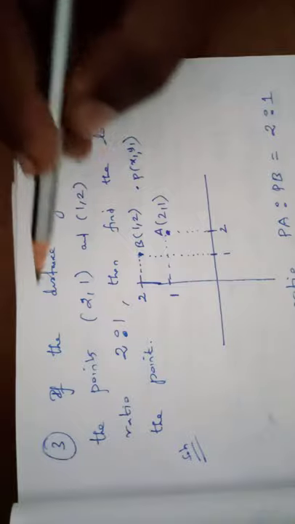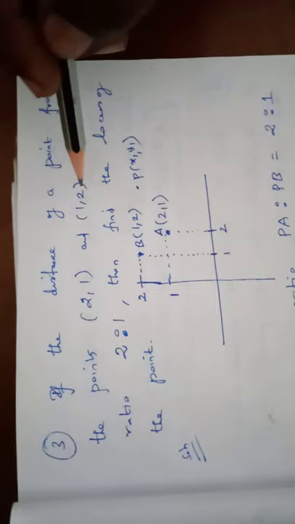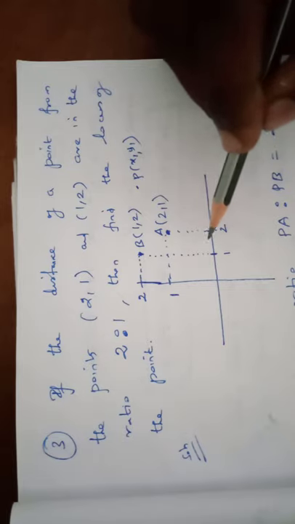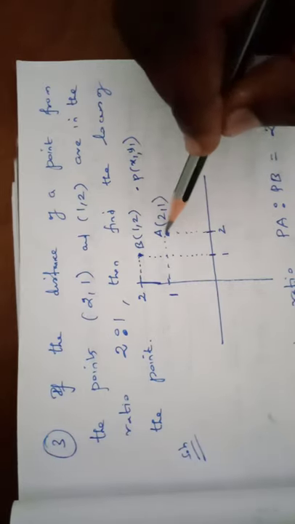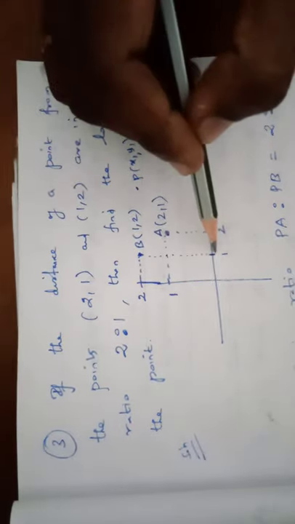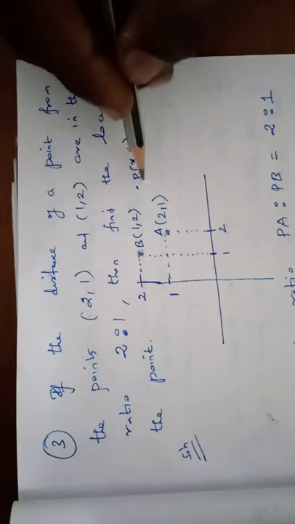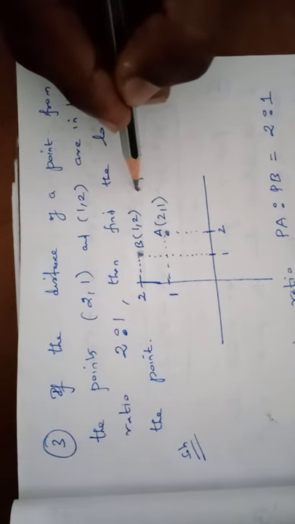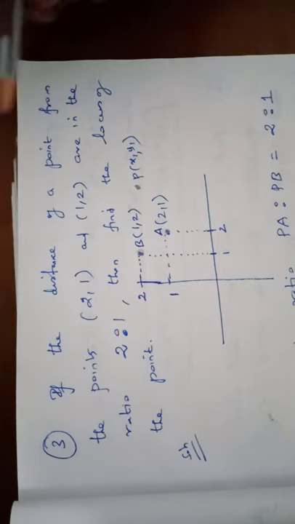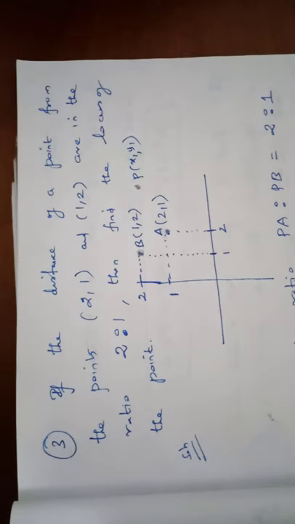So once again, read the problem. If the distance of a point from the points (2,1) and (1,2), first you have to draw (2,1). So x equal to 2, y equal to 1. So this is the coordinate point A, (2,1), and (1,2) means x equal to 1, y equal to 2. So another point B is (1,2). Next we have to fix any other point P of (x1, y1) anywhere in the plane, with the ratio 2:1.